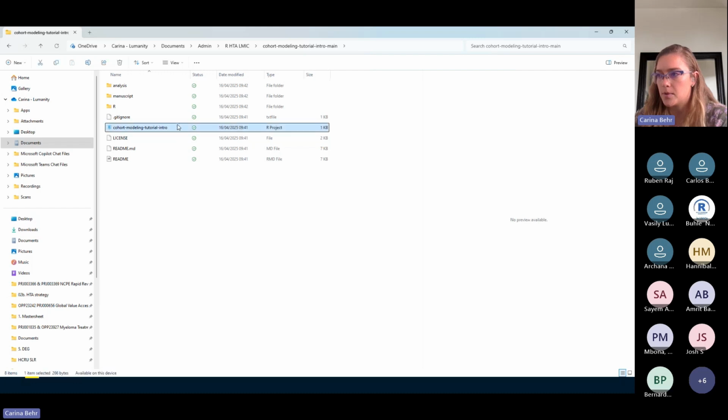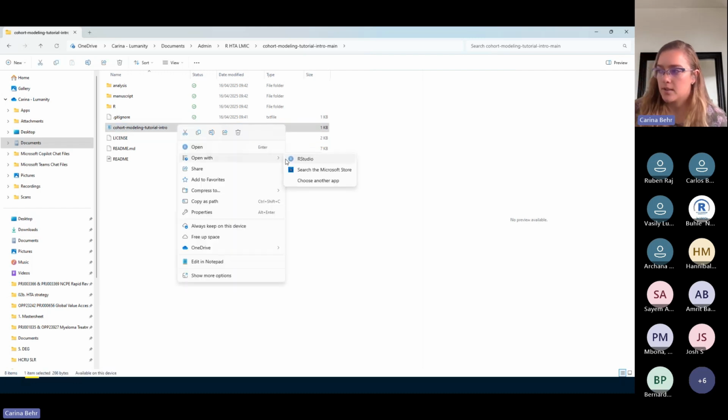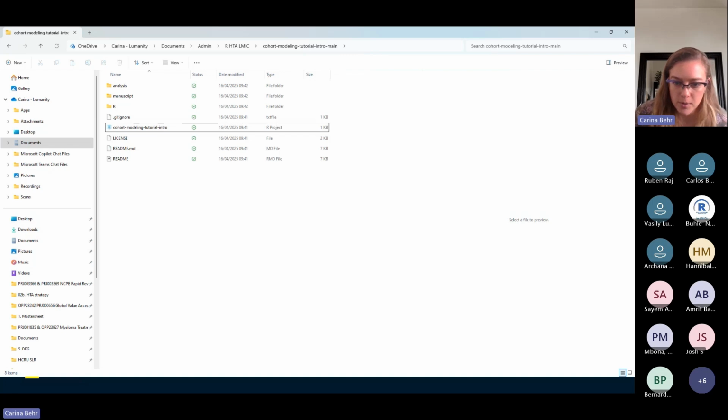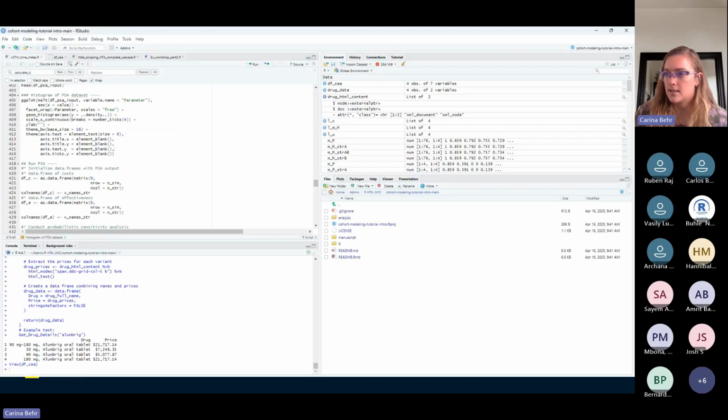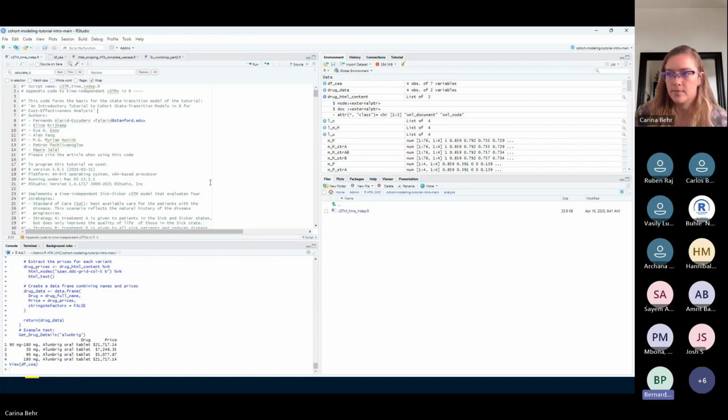Well, now it doesn't pop up for me. Open with RStudio. You can also open it from RStudio if you know how to do that, but that's how I always do it. And then in here, you can go to the analysis folder, and this is the script with the model in it. So the main part of the model.